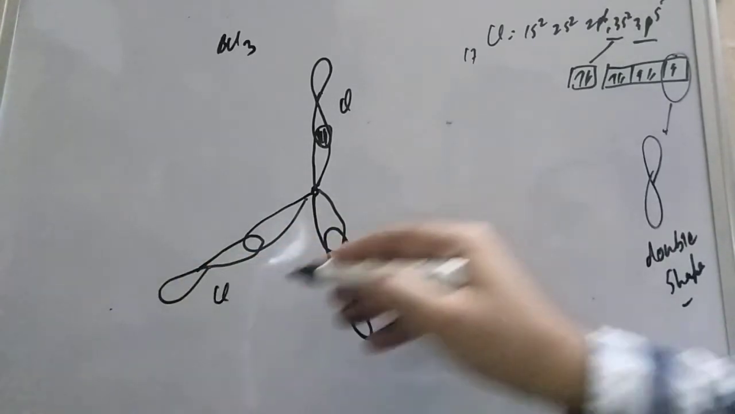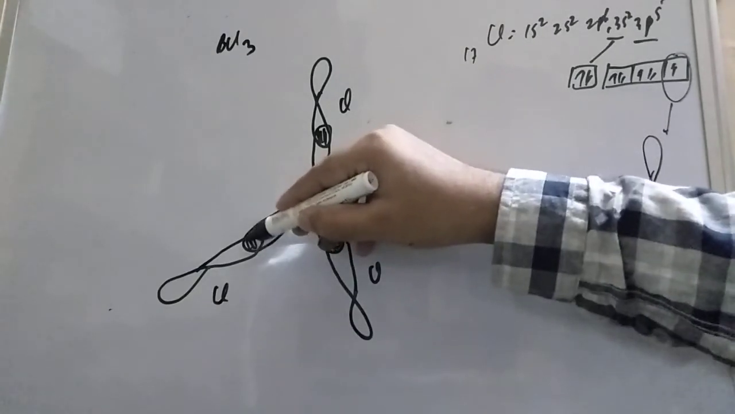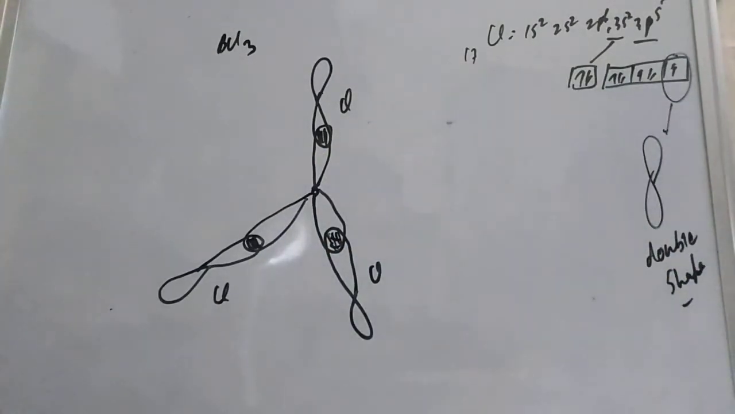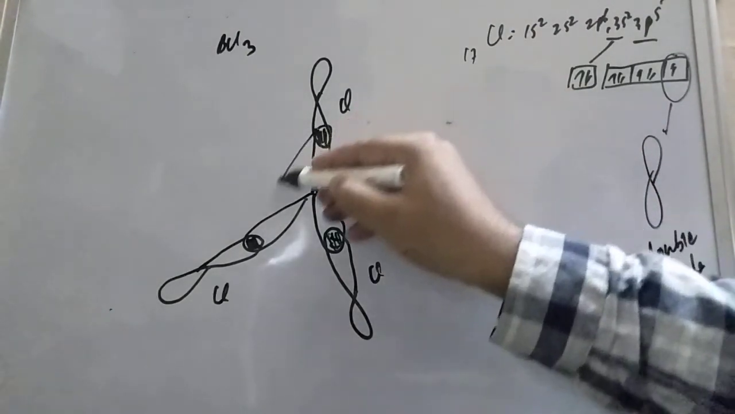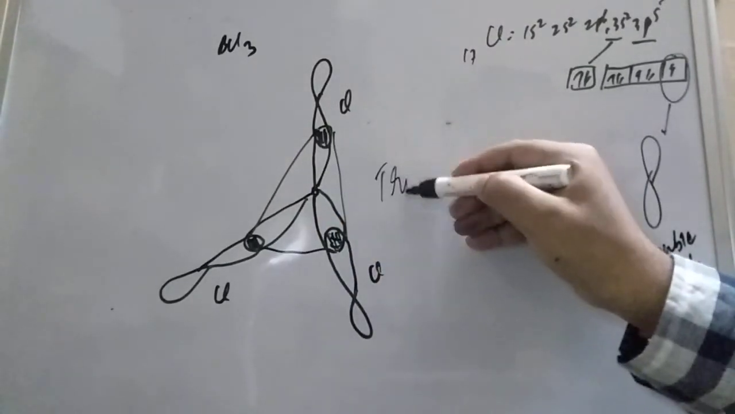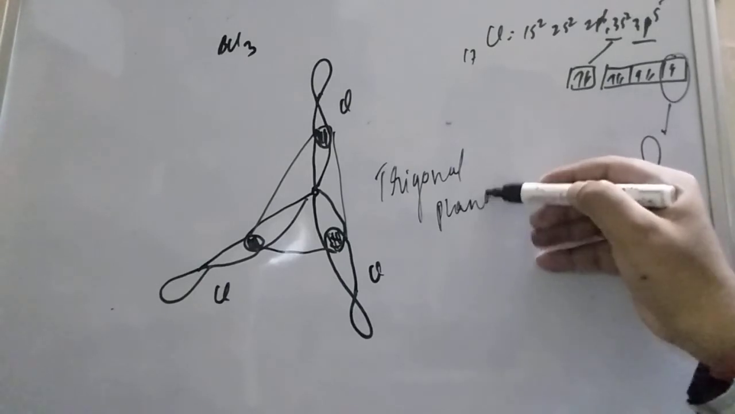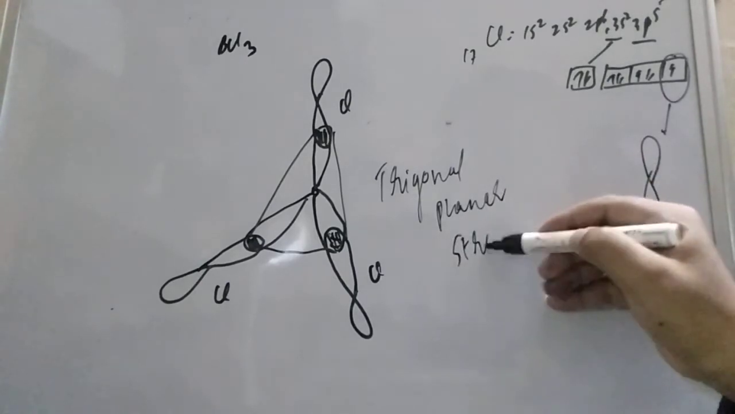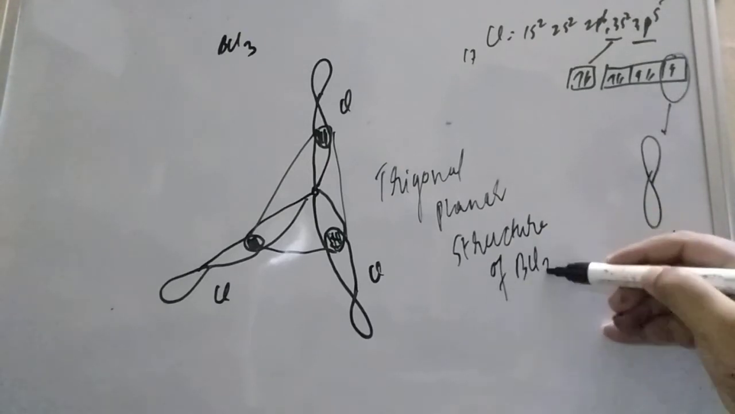So this is Cl. Now, student, if you check this one, what kind of structure will you get? This structure is trigonal planar. This is the trigonal planar structure of BCl3. So this is the structure.